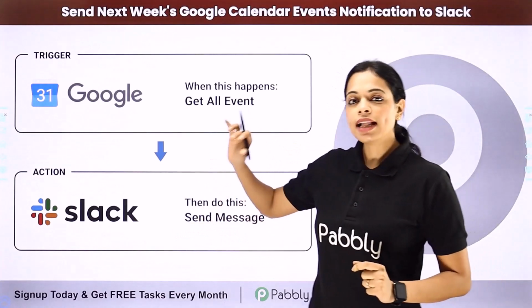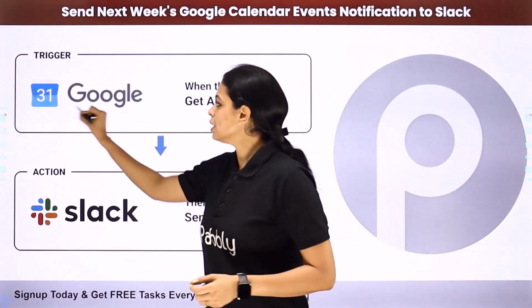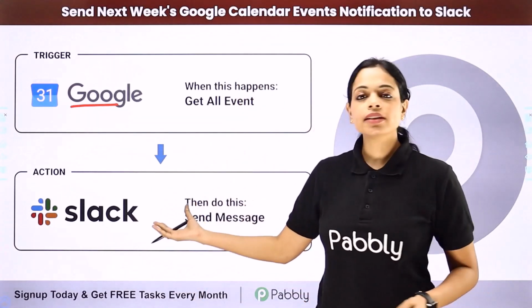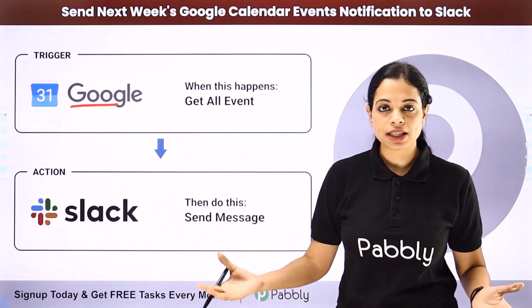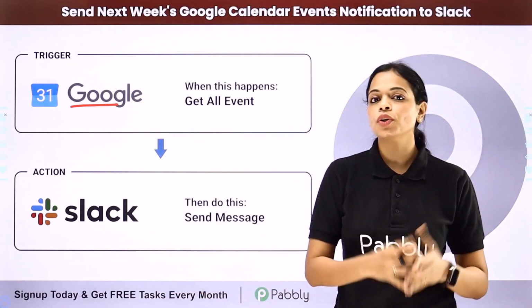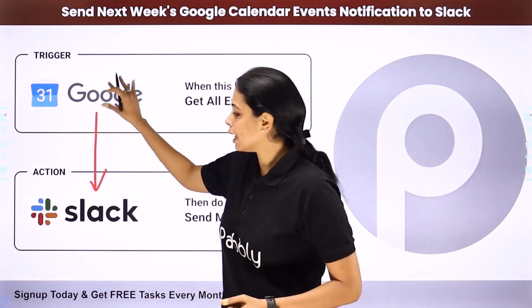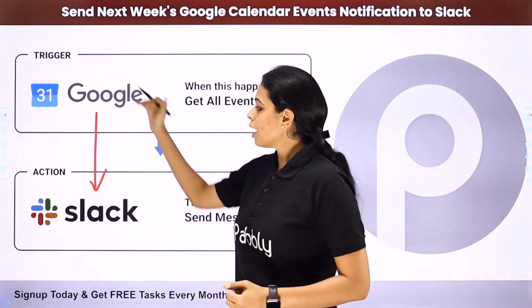For this, I'll have to set up some integration between Google Calendar, and since I want to send notifications to my team, here I have taken the example of Slack, which is a social messaging app. You can send it to Discord or any other medium. So I have to set up some integration between Google Calendar and Slack. Now, how can this be done?